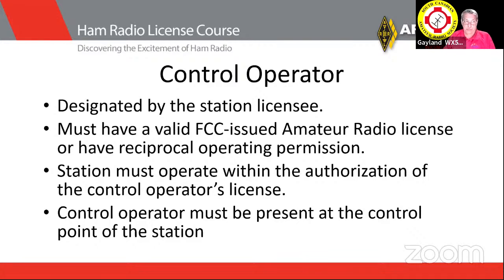So your license will grant you certain privileges, and some of those privileges are to use equipment. And therefore, again, you have to operate within the authorization of your license. That means on the correct frequencies that you're authorized for, in certain modes, and within your privileges. You have to be present at the control point of the station. It doesn't necessarily mean you have to be where the transmitter is, but it means that you actually have to be physically present at the control point of wherever you're controlling it from.